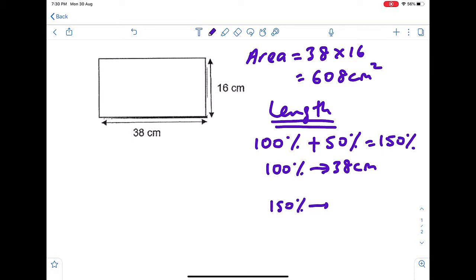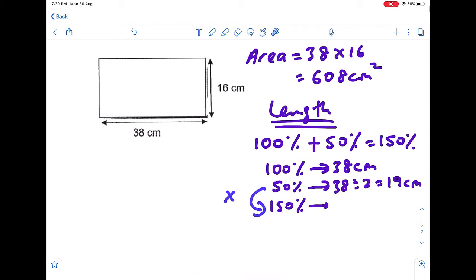Okay, now to do this, you can actually go to 50%. There's no need to do 1% because it's a very nice number. So what we can do is divide by 2 on this side, right? 100 divided by 2 is 50. 38 divided by 2, that will be 19 cm.